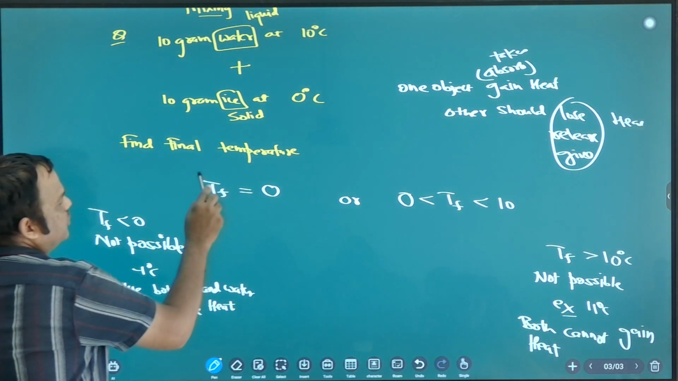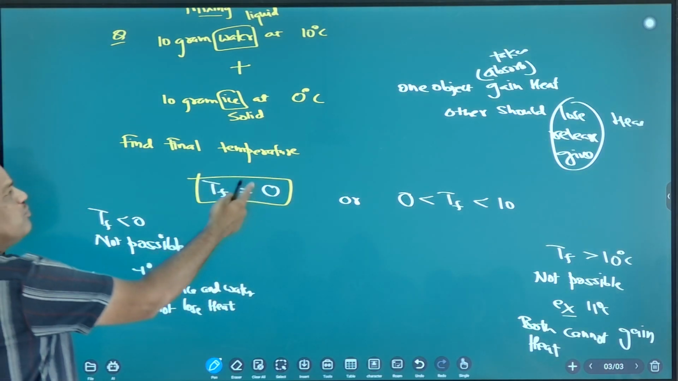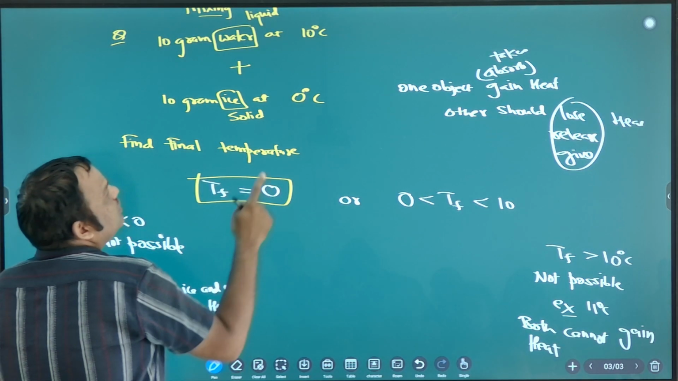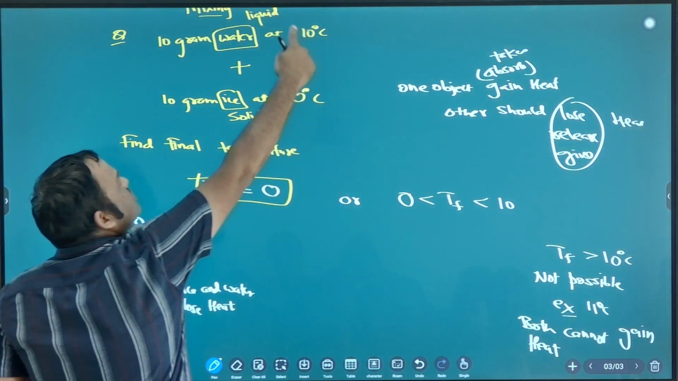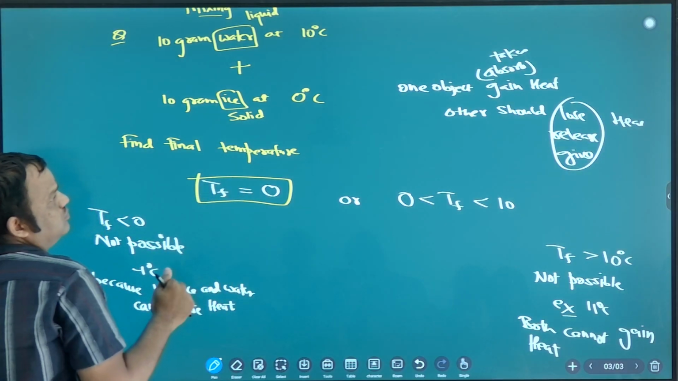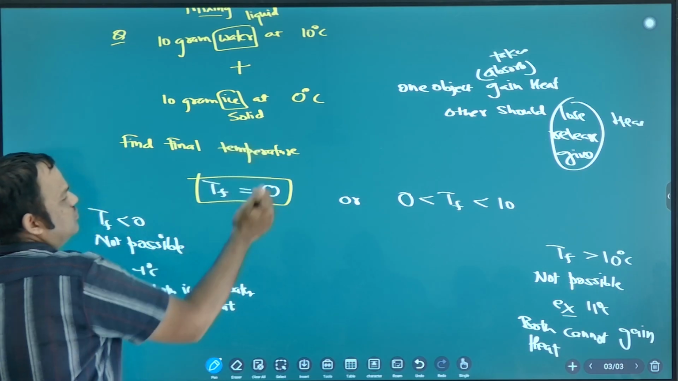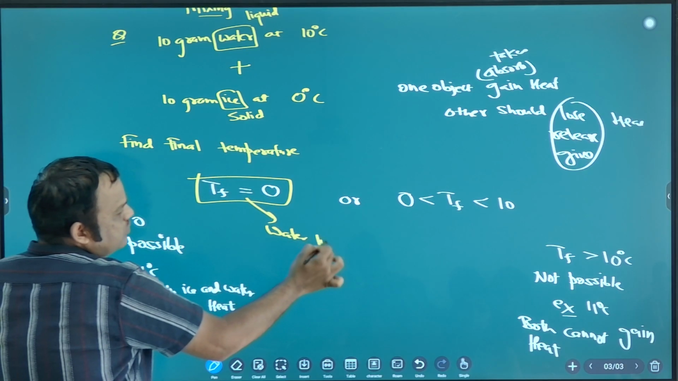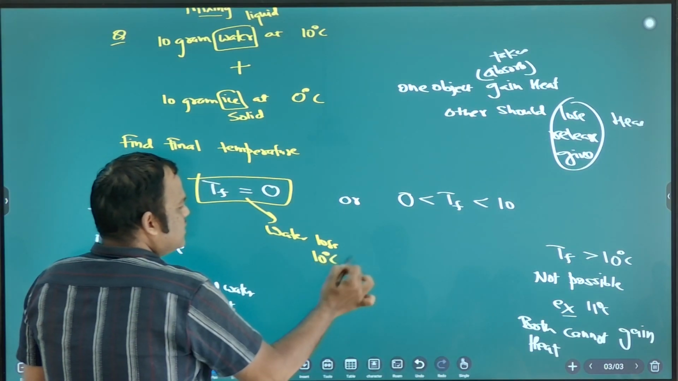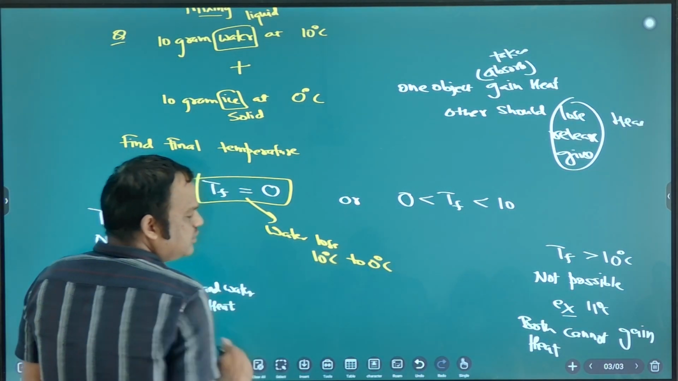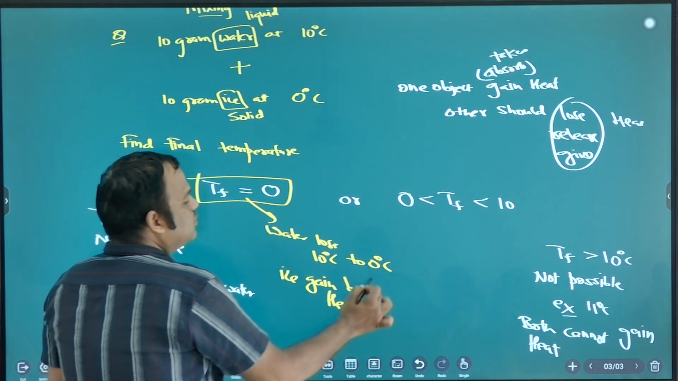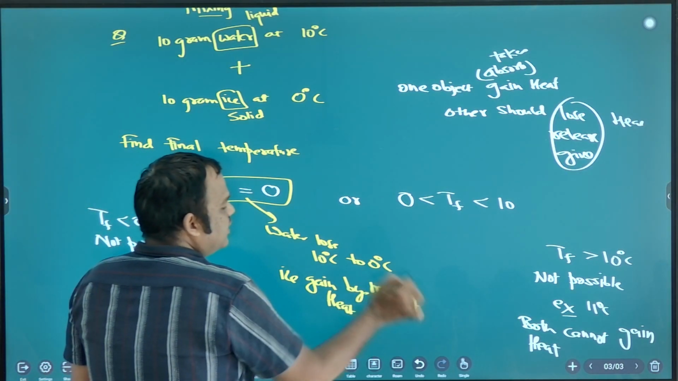So now you come to T final 0 possible. How is it possible? Tell me. Because if T final is 0, water is losing heat. It is going from 10 to 0. And how will ice gain heat? By melting. Water loses heat, from 10 degrees Celsius to 0 degrees Celsius. Ice gains heat by melting. If ice is melting, it is gaining heat.